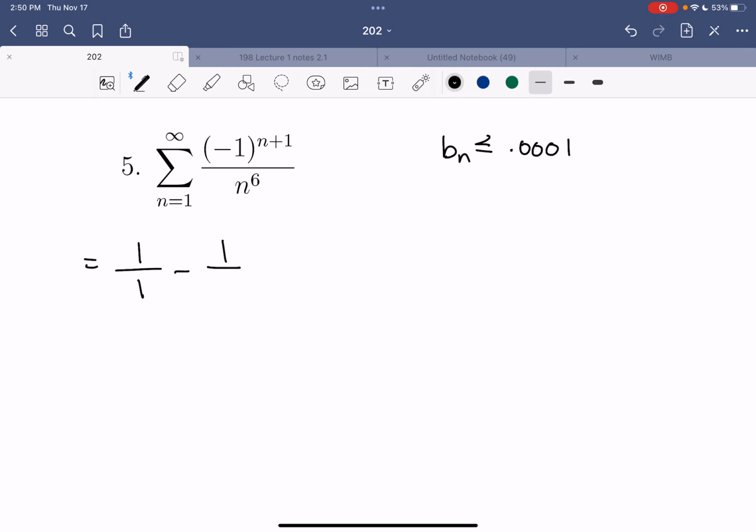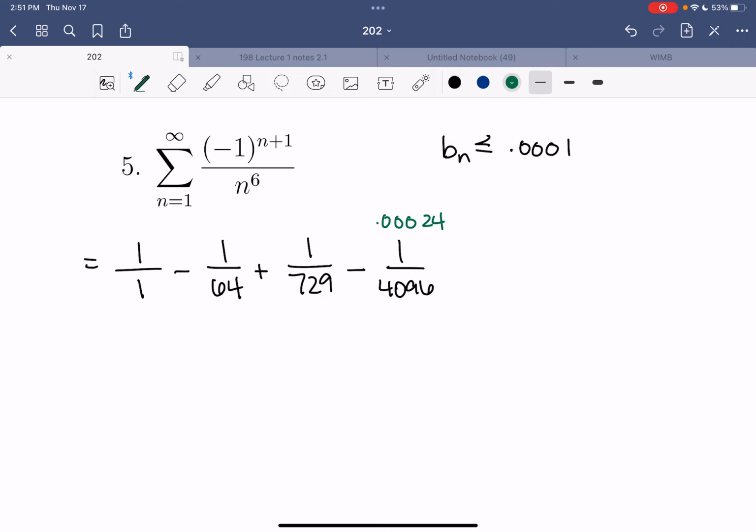1 over 2 to the 6th is 64. 3 to the 6th is 729. Oops. We're alternating sign. The top tells us to alternate the signs. 4 to the 6th is 1 over 4096. That one's not quite small enough. If I check that one, it's 0.00024. I need 4 zeros in there to make it correct up to 4 decimal places.